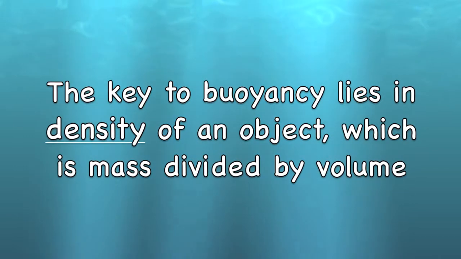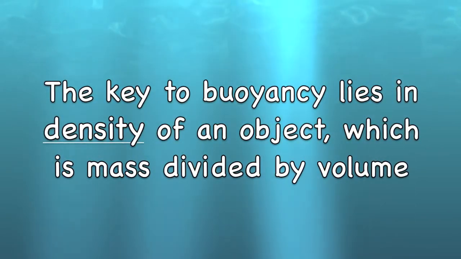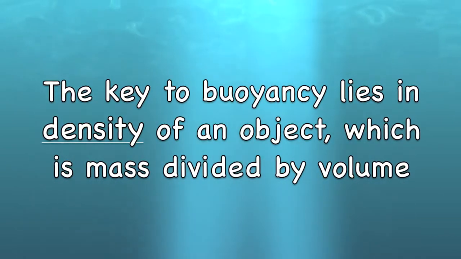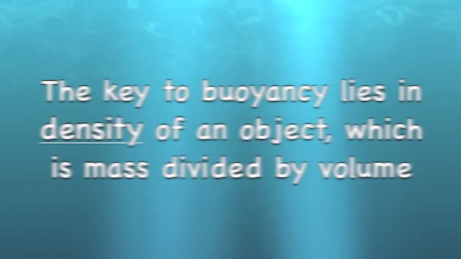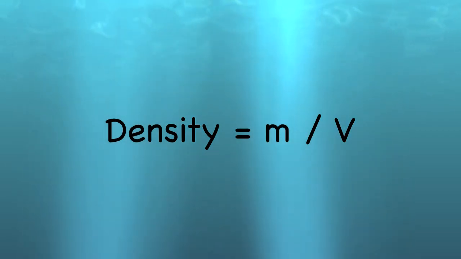So then, what determines if an object will float or sink? The key to buoyancy lies in density of an object, which is mass divided by its volume. Turning this into a formula, we have density equals m over v, where m is the mass and v is the volume.